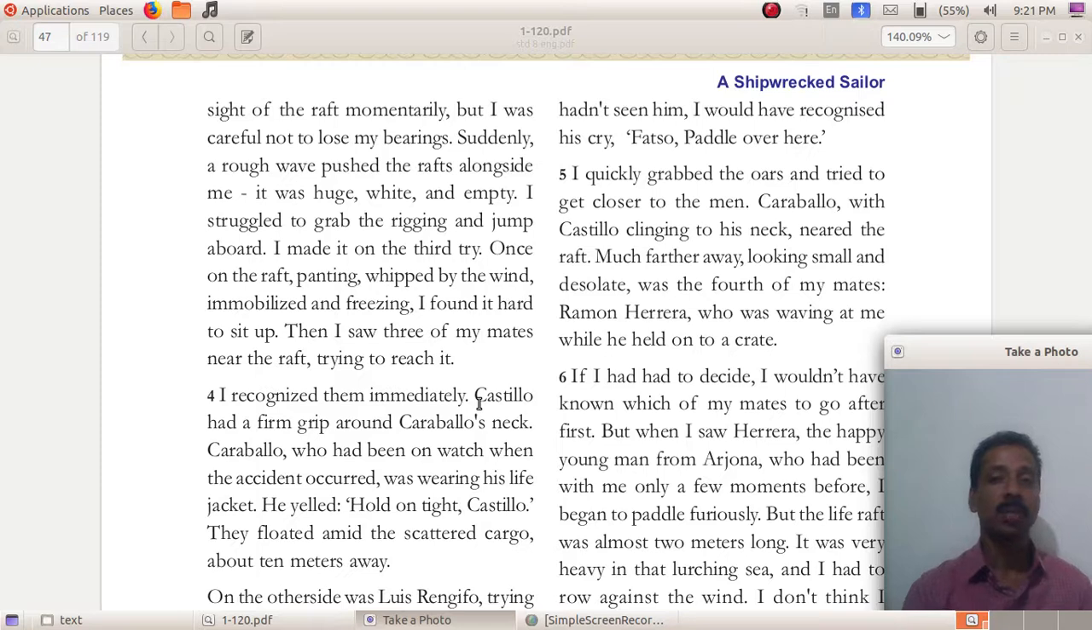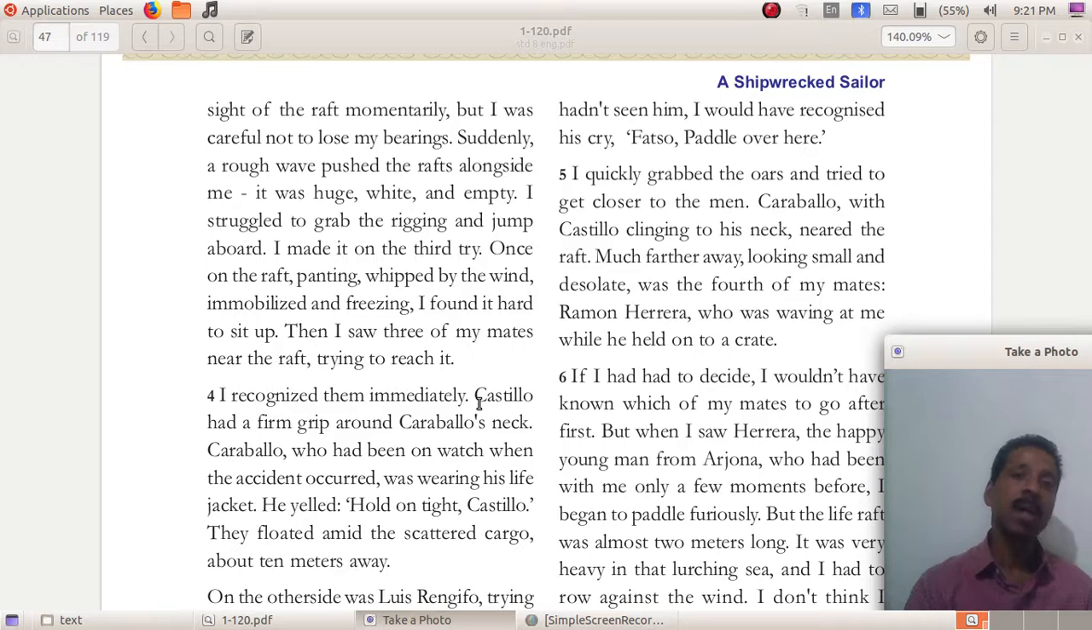Okay, so 5 sailors now. Can you recollect the name of the 5 sailors? The narrator, Velasco, then his friends, Castillo, Carabello, Rengifo, and Ramon Herrera. And only Velasco could reach on the raft and get into that. It was his duty to save the other sailors, and they were almost near to him. It is mentioned almost 7 meters.